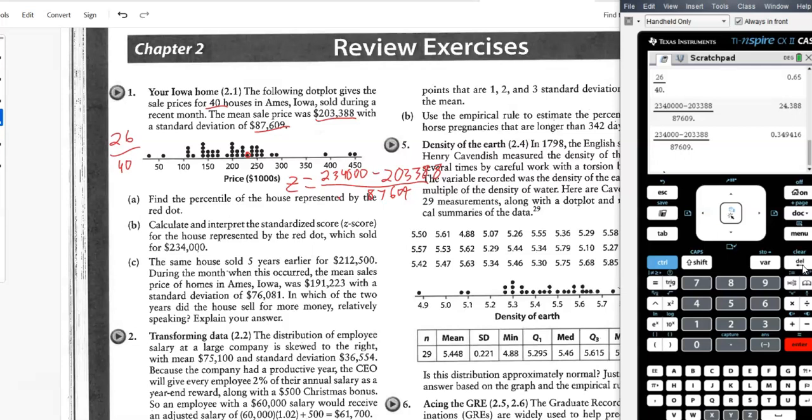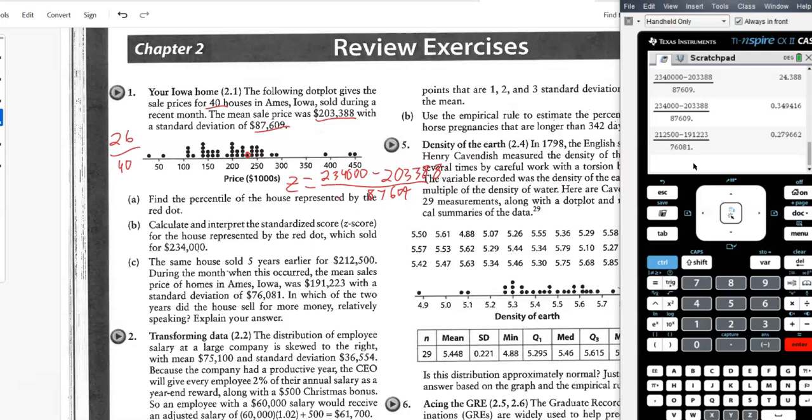The same house sold 5 years earlier for 212,000 during the month which this occurred. The mean sales home price was 191,000. Okay, so we're basically saying let's do the z-score again. So the same house sold for 212,500 minus, where the mean price was 191,223. It's kind of unusual, the same house, 76,081. So that one was 0.27 or 0.28 standard deviations above the mean.